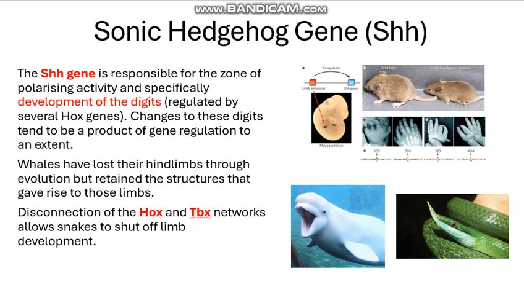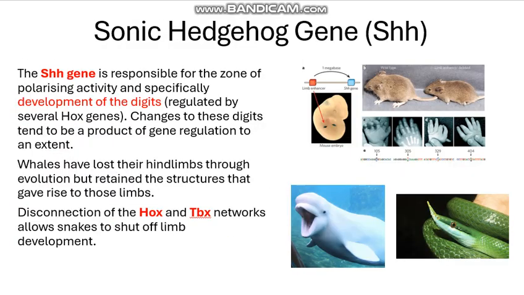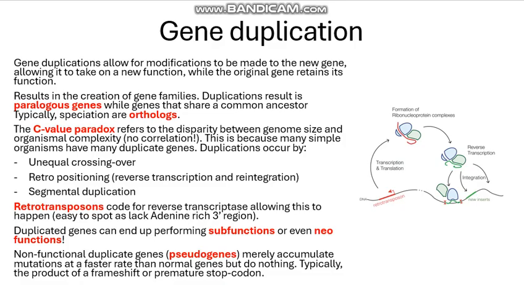Disconnection of the Hox and TBX networks has allowed snakes to shut off limb development. So that's how they went from an ancestral tetrapod lizardy state, like other squamates, like the lizards, and they lost their legs and became snakes. Gene duplication allows for modifications to be made to the new gene, allowing it to take on a new function, while the original gene retains its function.